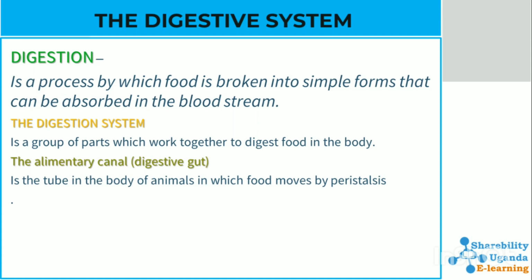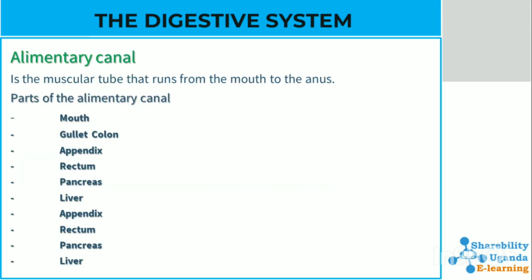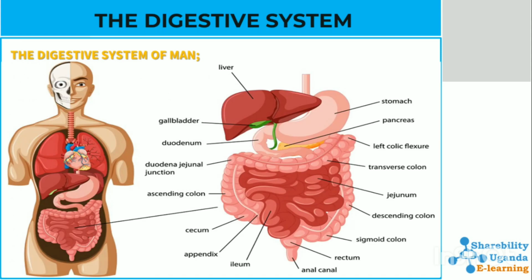The alimentary canal or the digestive gut is the tube in the body of animals in which food moves by a process called peristalsis. The alimentary canal is a muscular tube that runs from the mouth to the anus, and it includes parts like the mouth, the gullet, appendix, rectum, the pancreas, and the liver, among others. In the diagram, there is an illustration of the human digestive system with parts like the liver, the stomach, the pancreas, the transverse colon, and others.